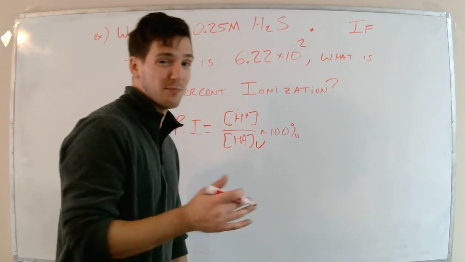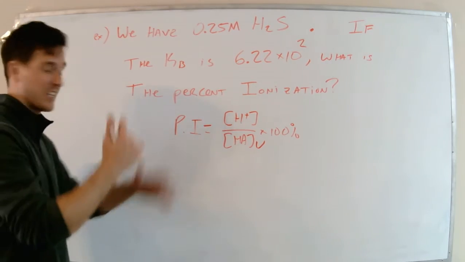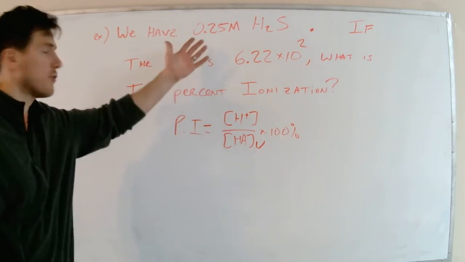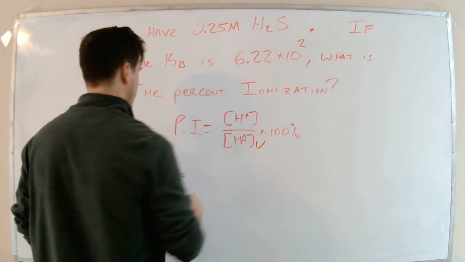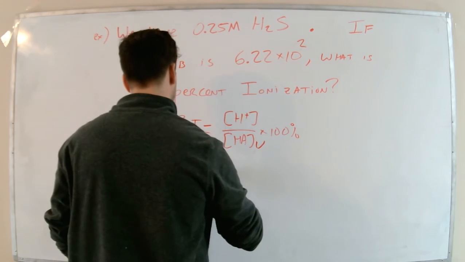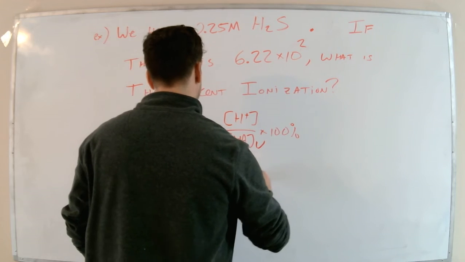I know I briefly touched on this, but I want to go back to it again. That's why I'm doing this, right? We really need Ka. If we're dealing with the acid, we need Ka. That's why we use this equation right here. Kw equals Ka times Kb.